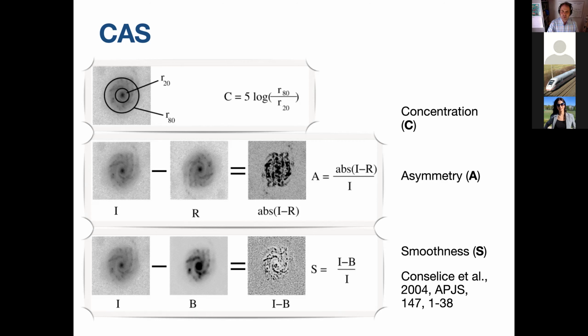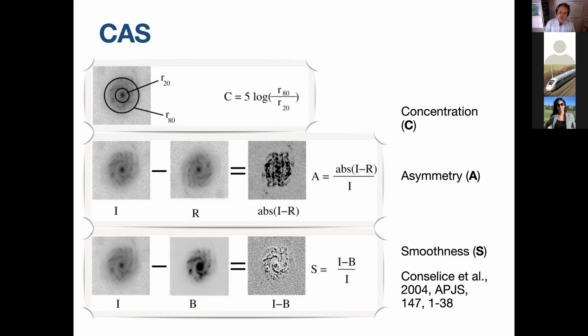The other one that you can do is you take the image and you flip it. You rotate it 180 degrees, and then you subtract the two. The difference between those is essentially all the little stuff that isn't perfectly mimicked on the other side of that galaxy. So if a galaxy is perfectly round and smooth, you have a very low asymmetry, because the left side subtracts the right side perfectly. However, as soon as you have star formation regions or spiral arms that aren't perfectly symmetric, then asymmetry starts to climb.